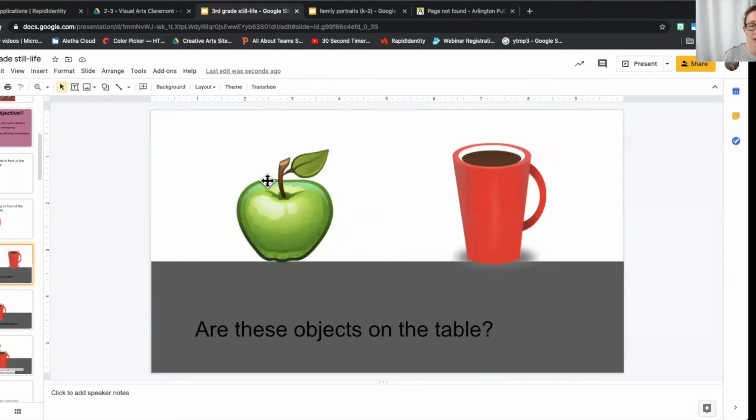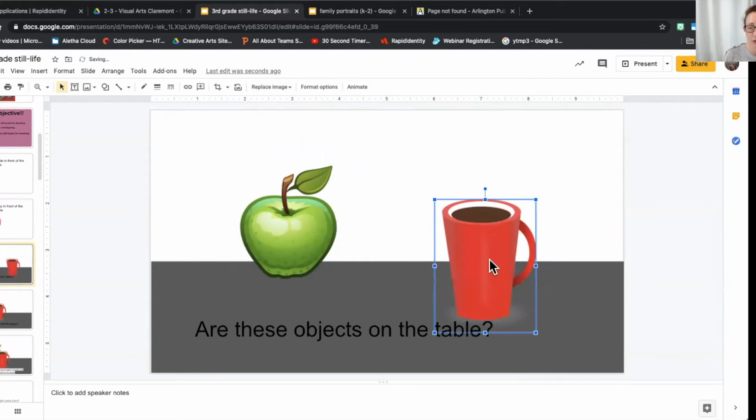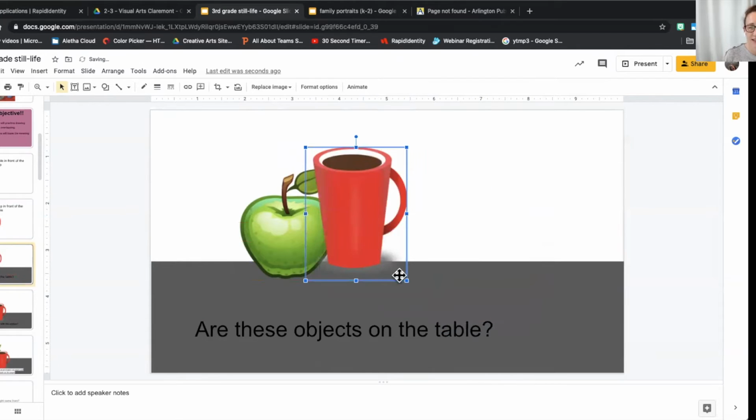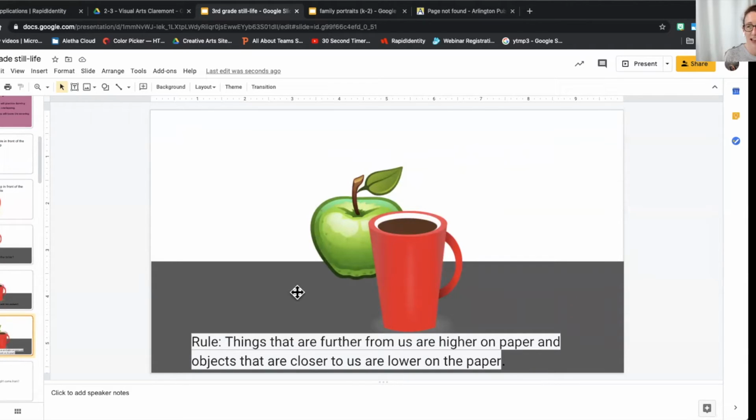But one thing we want to make sure of is that our objects are not floating in the air, that they are actually on the table. Does this look right? No. Objects that are closer to us are lower on the paper. Objects that are further away are higher on the paper. And you can see the table actually goes in the middle of the apple, the object furthest away. So let's draw and fill in color a still life.